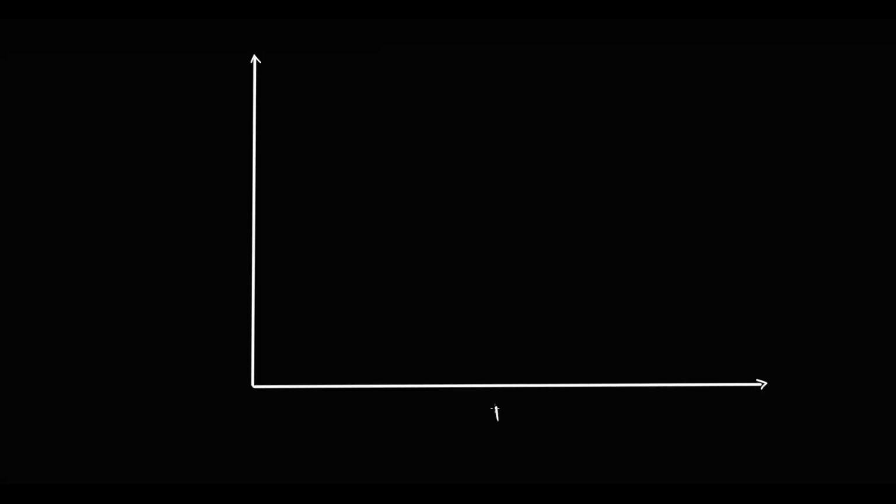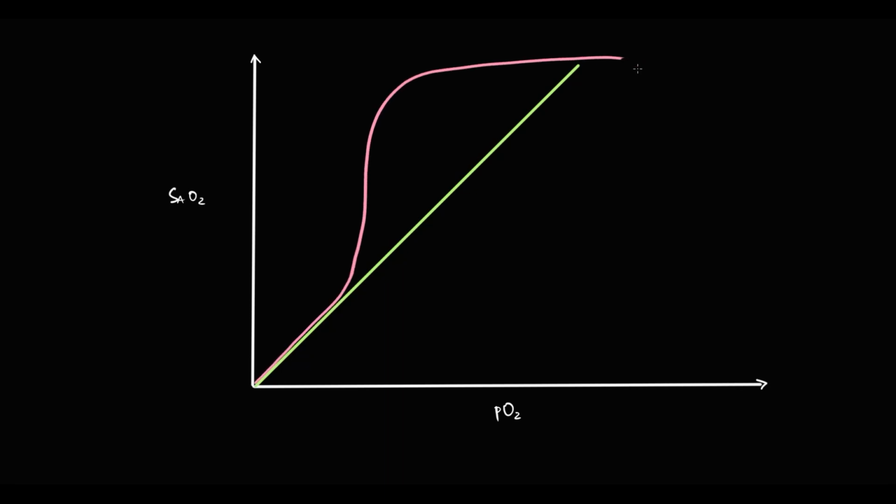So here is partial pressure of oxygen, and here is oxygen saturation. Without positive cooperativity, partial pressure of oxygen and oxygen saturation have a linear relation. And this purple curve is how oxygen dissociation occurs in real life due to the positive cooperativity. In oxygen saturation, we are interested only in points where hemoglobin gives away oxygen molecules.